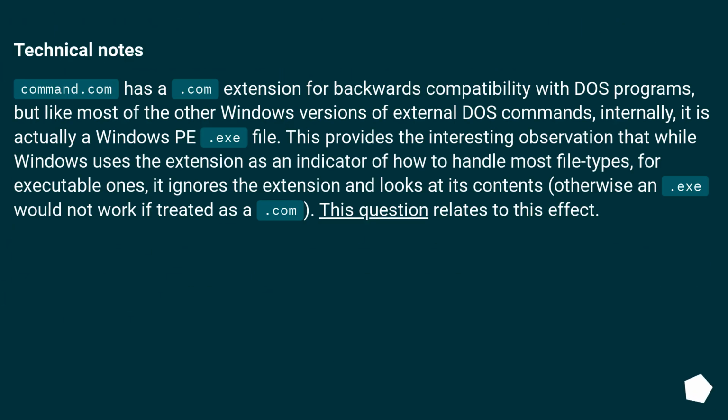Technical notes. Command.com has a .com extension for backwards compatibility with DOS programs, but like most of the other Windows versions of external DOS commands, internally, it is actually a Windows PE .exe file. This provides the interesting observation that while Windows uses the extension as an indicator of how to handle most file types, for executable ones, it ignores the extension and looks at its contents. Otherwise an .exe would not work if treated as a .com. This question relates to this effect.